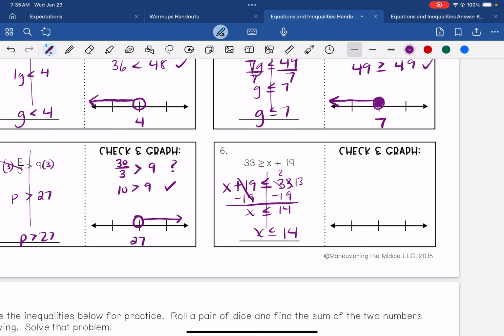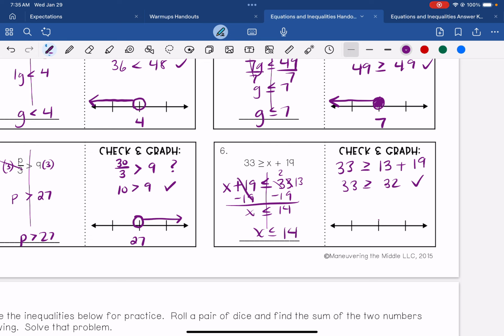For this one, let's just plug in a number. We could plug in 14 since it is less than or equal to, but this time let's for real plug in a number that is less than 14. So let's do 13. So 13 plus 19. Is that greater than or equal to 14? Or sorry, 33 is greater than or equal to 32. Put a check mark.